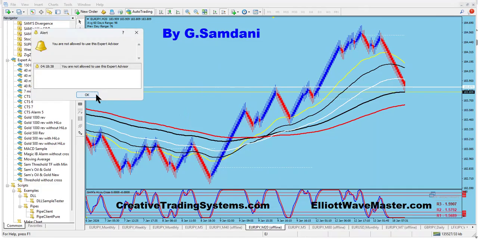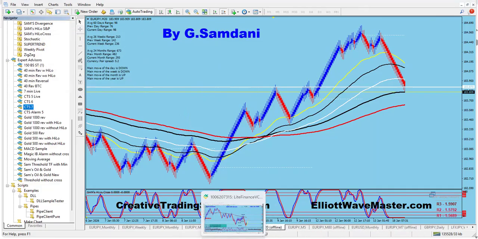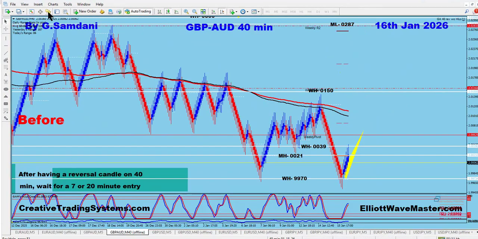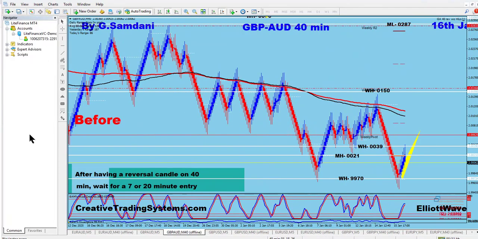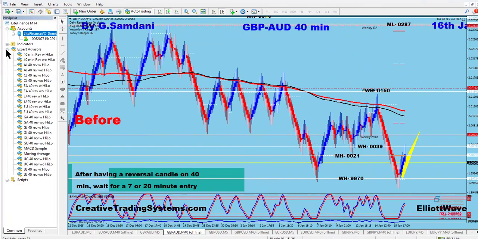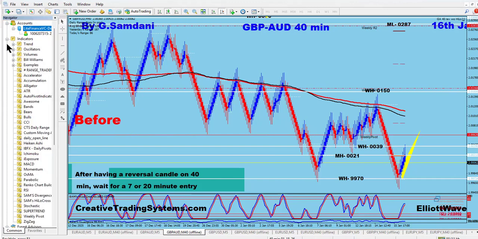Yeah, so CTS-7 will show up there. Let me see if I can put it on this one here. I doubt it, but let me just... I don't even have a 40-minute. CTS-7 is not here, not on this one, because I don't need it, right? We don't make entry from the 40-minute chart, only 20 and 7.